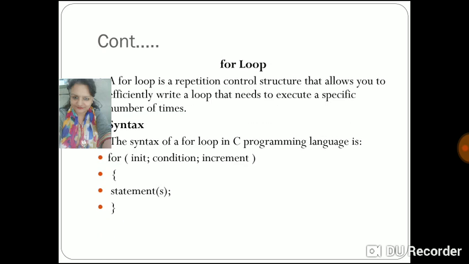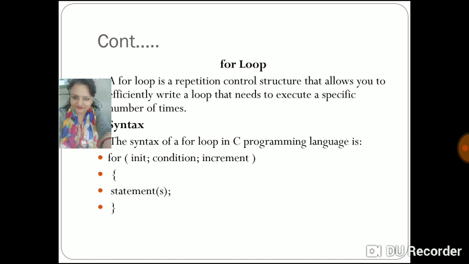Then the for loop in C language. A for loop is a repetition control structure that allows you to efficiently write a loop that needs to execute a specific number of times. So this is the syntax for. We are doing all three things in a single line in a for loop.